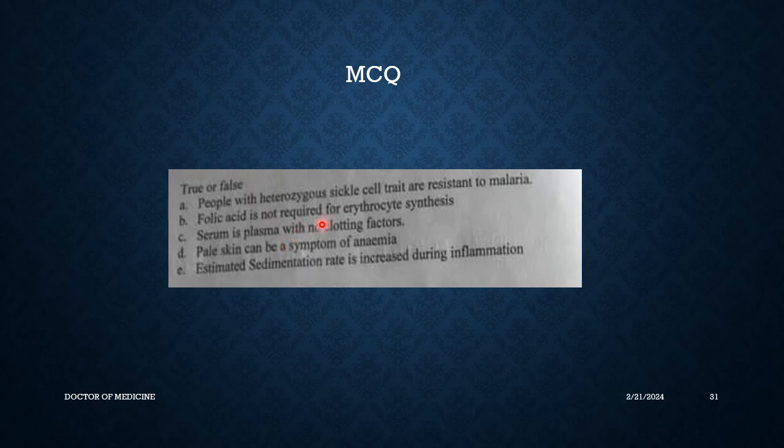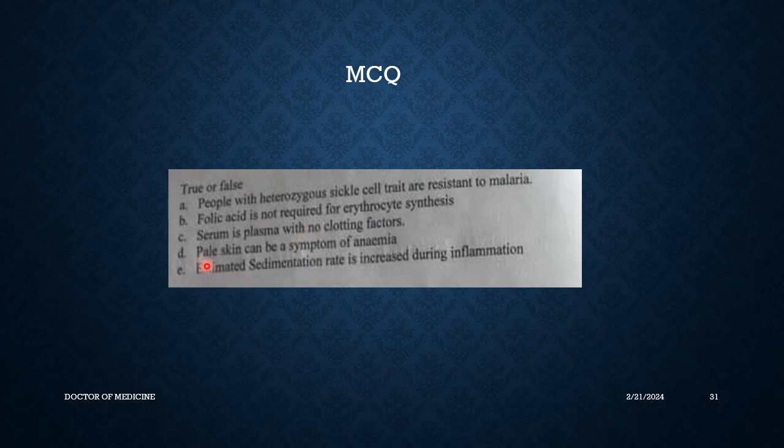Folic acid is not required for the synthesis of erythrocytes. This is false. Okay, so we need folic acid in part of the steps involved in erythropoiesis. All right, so next question. Serum is plasma with no clotting factors. Keyword on no. No clotting factors. So this is false. It has a bit of truth to it. Okay. So serum is plasma with removal of only 4 clotting factors. Okay, so we have fibrinogen, we have clotting factor 2, clotting factor 5, and lastly clotting factor 8. That's what serum is. So it still has a remainder of clotting factors within it.